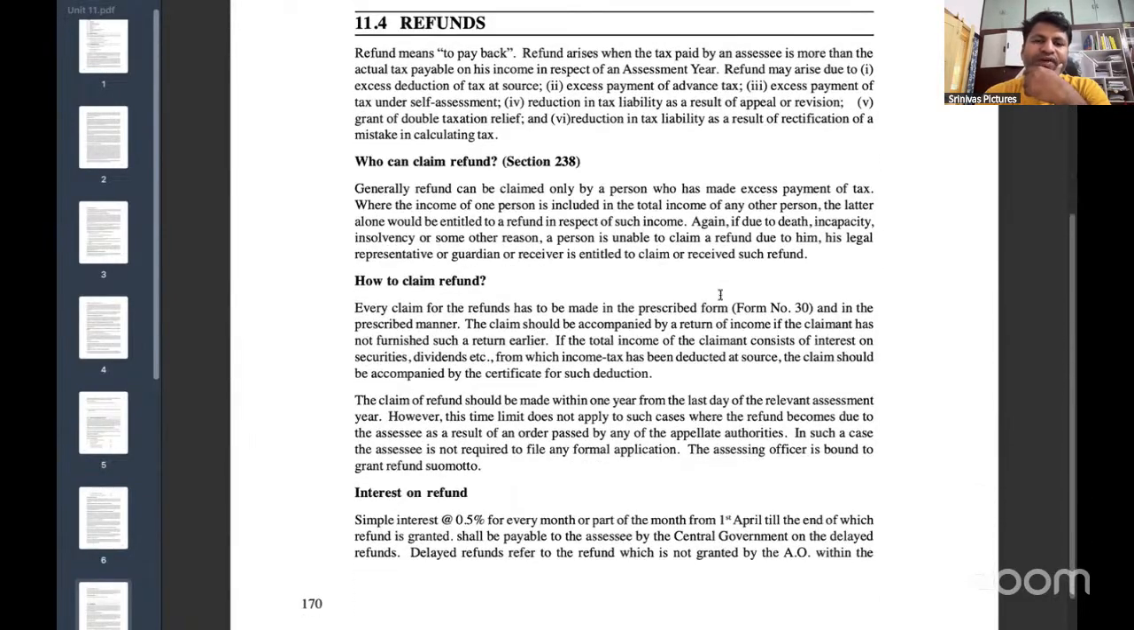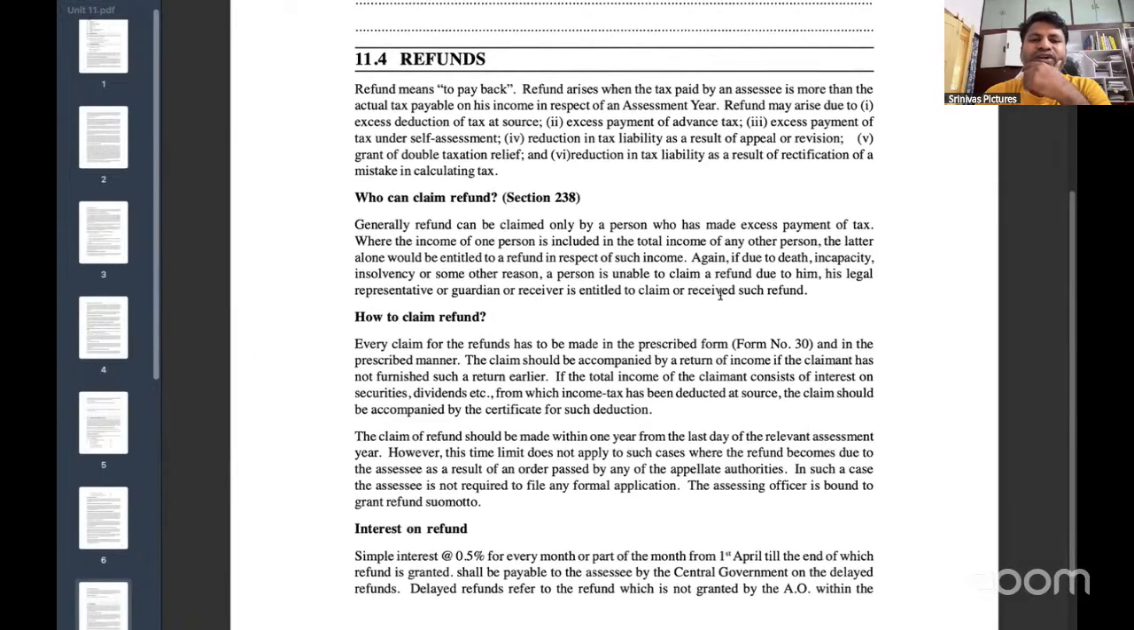What is the meaning of refund? Refund means to pay back. Refund is when the tax paid by the assessee is more than the actual tax. So refund is nothing but when we pay tax more than our actual tax, whatever excess we paid, we have a right to take the refund. So that is refund of tax.